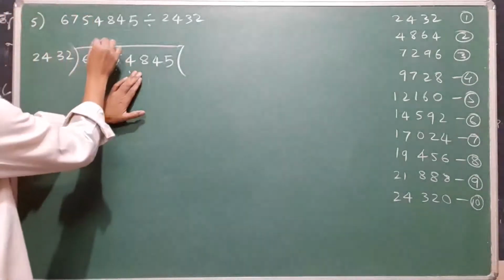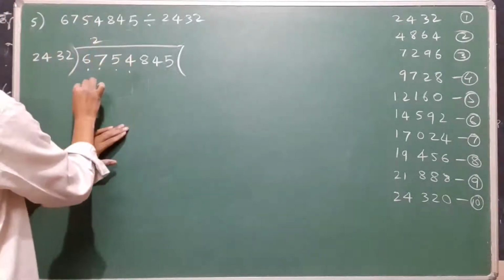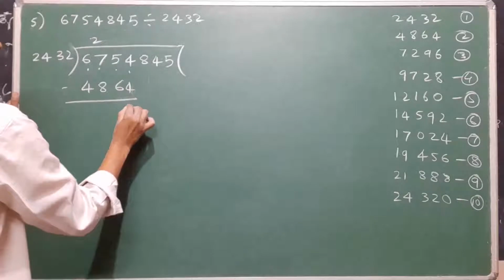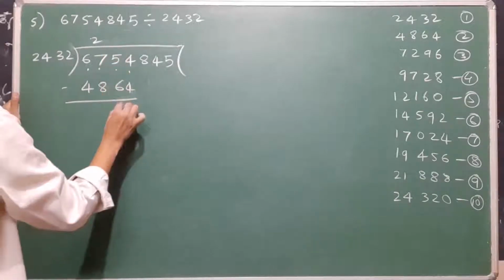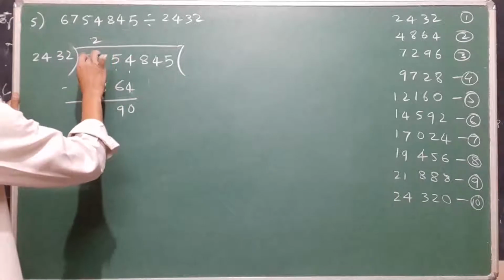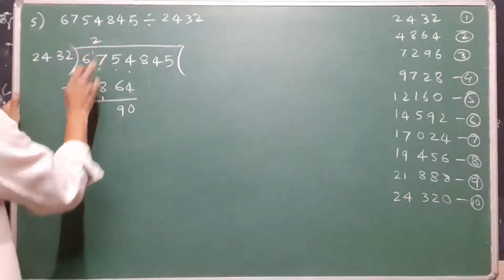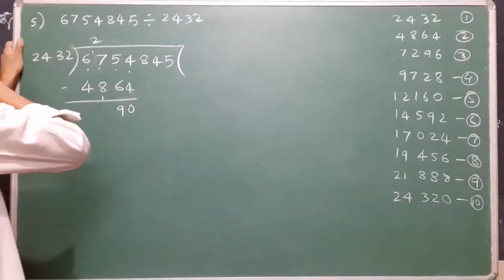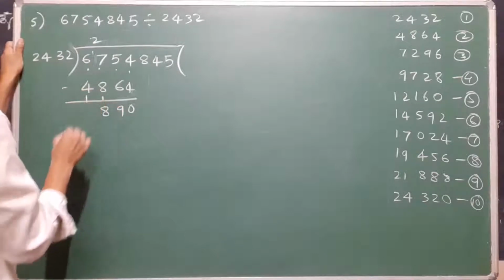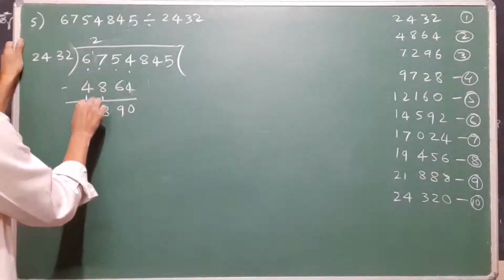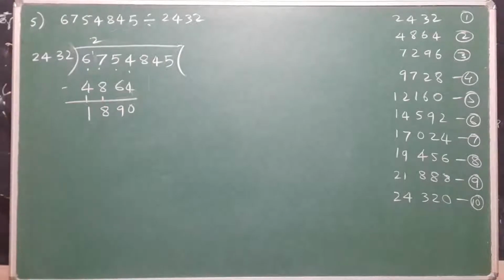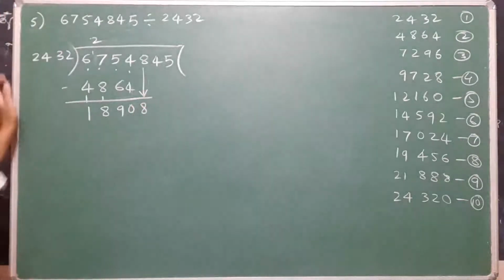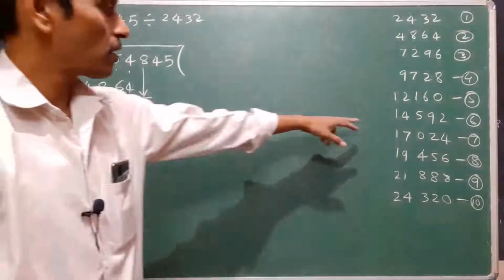That is 2 into 2432, 4864. Now I will subtract. 15 minus 6 is 9. 17 minus 9 is 8. And 6 minus 5 is 1. 1890. Next digit down 8, and it becomes 18908. Search for this one in the table.